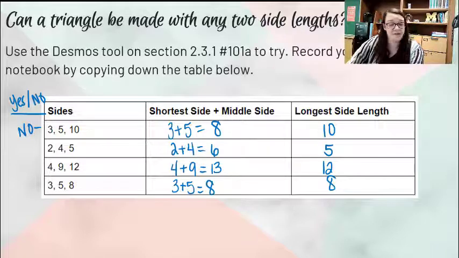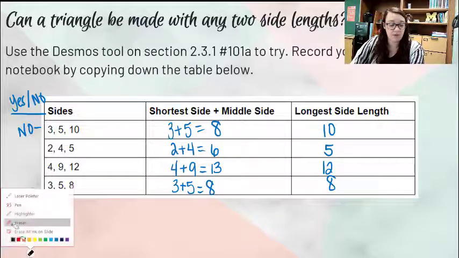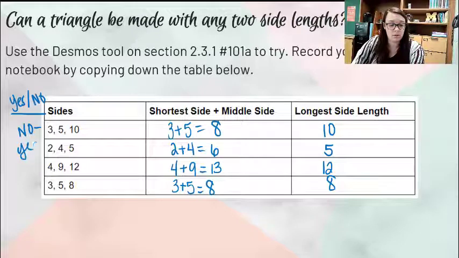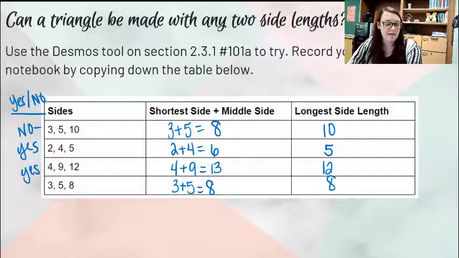All right, let's see how you did. I have written in the two columns here that have the sum as well as the longest side. And let's see, your 2, 4, 5 triangle was a yes. This did make a triangle. The next one, 4, 9, 12, also made a triangle. And then the 3, 5, 8 one was kind of trippy.